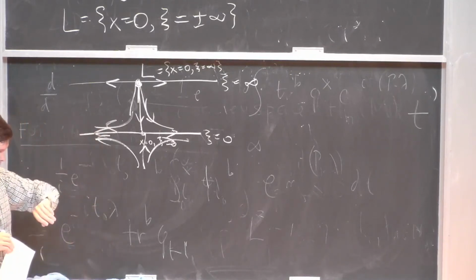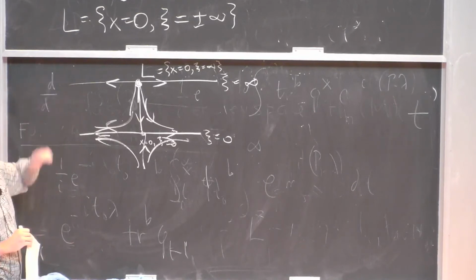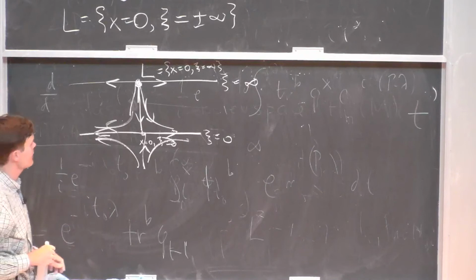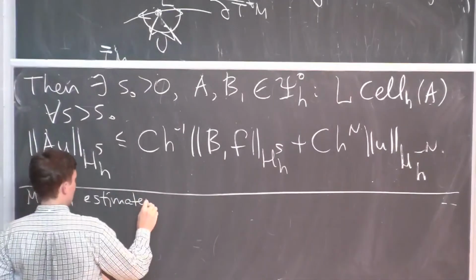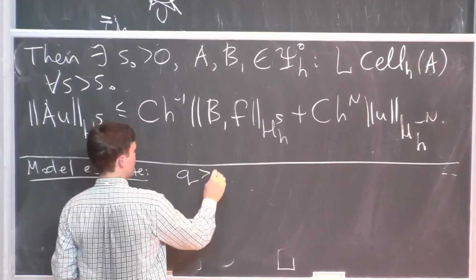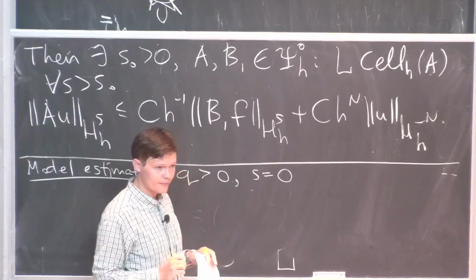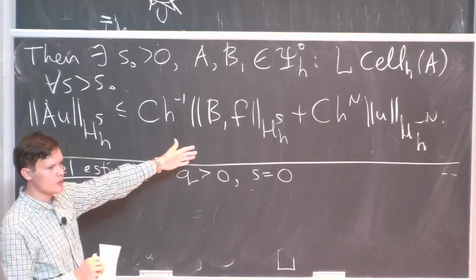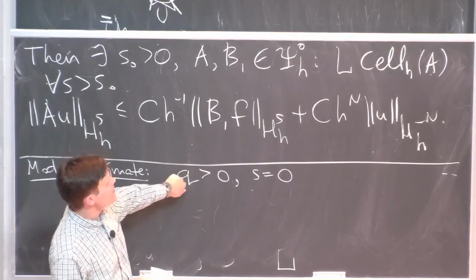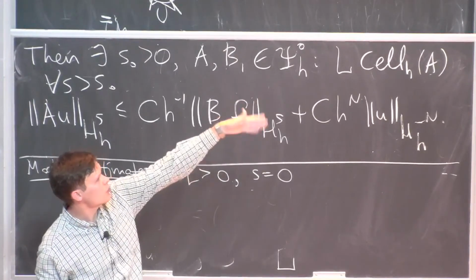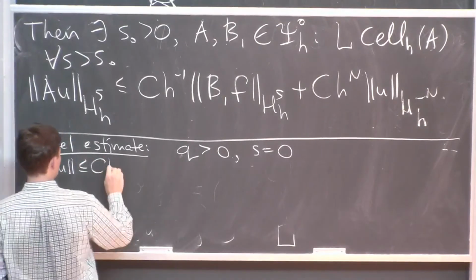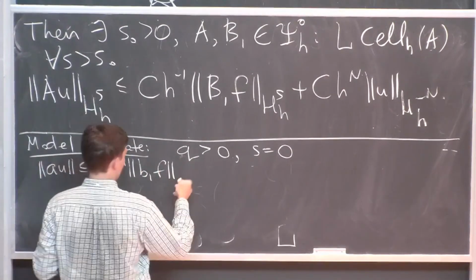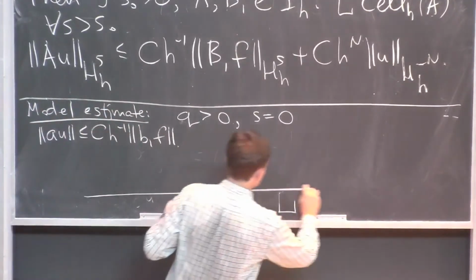Now, the other thing that I think I have time to explain is why would the radial estimate be true in this setting? And for that, I'll have to, so model estimate. Well, the simplest case to consider is when little q is bigger than 0 and s is equal to 0. We'll see in a moment why. So I'm just doing my estimate on L2, which is the simplest setting. And I assume that my subprincipal imaginary part is negative. I had a choice of this q. And then the estimate will be like this: A u is no more than a constant h inverse B1 f. And nothing else. We won't have any remainder, just like in the previous model case.